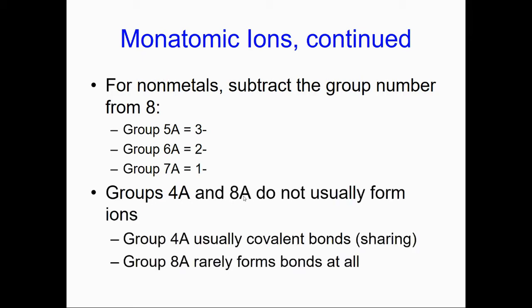Your noble gases, that's group 8A, they don't usually form ions because they don't like to react. They don't want to form bonds because they're already perfect the way they are with their octet. Because always, that's the goal we want, octet. Your group 4A, again, that carbon group that we talked about, that can either get a +4 or a -4, they usually tend not to do that. They prefer to share electrons, and we're going to get into that when we get to the covalent bonding unit. They tend not to want to form ions.